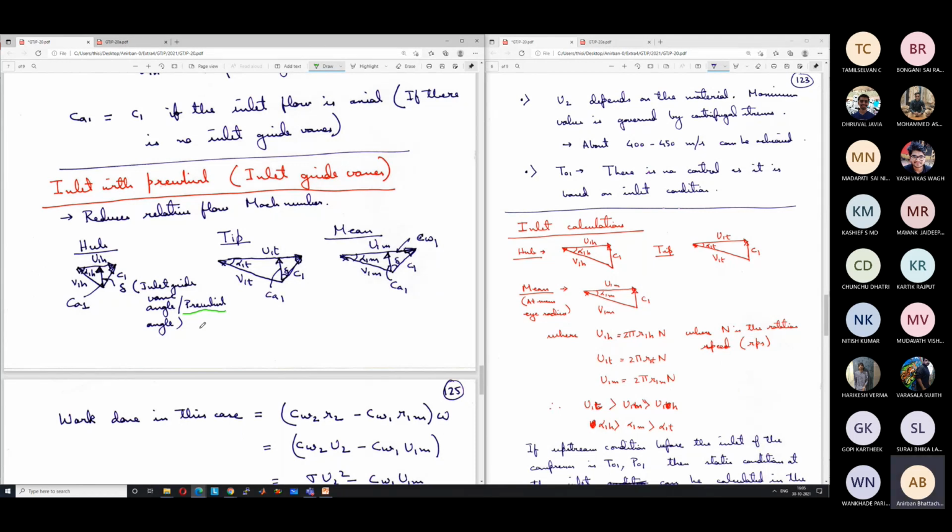So if we provide a pre-wheel inlet guide vane, what will happen to V1? Will it increase or decrease? Without and with inlet guide vane, will the relative velocity be higher or lower? In which case it will be higher? Quick. We're running out of time.